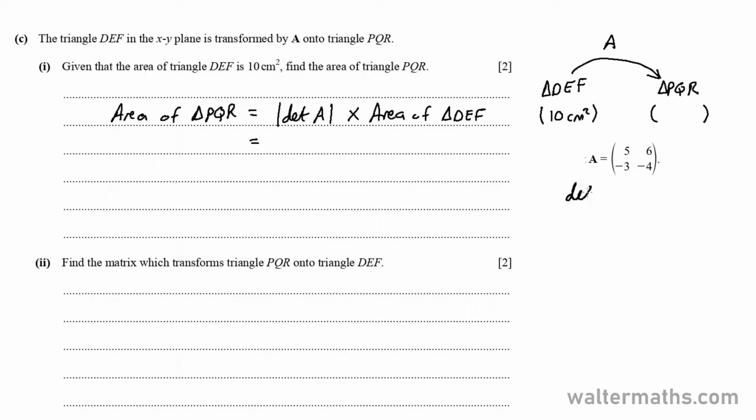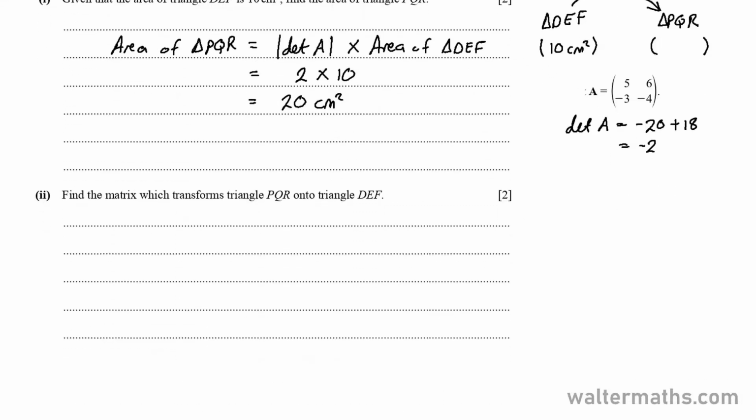So the determinant of A is actually 5 times minus 4, which is minus 20, and it's minus 6 times minus 3, which is minus 18. So it becomes plus 18. So that's minus 2 for the determinant of A. So here, for the absolute value of the determinant of A, we'll be having 2 times area of DEF, which is 10. So the area of triangle PQR should be 20 square centimeters. So that's the answer to part 1. Let's go down to part 2.